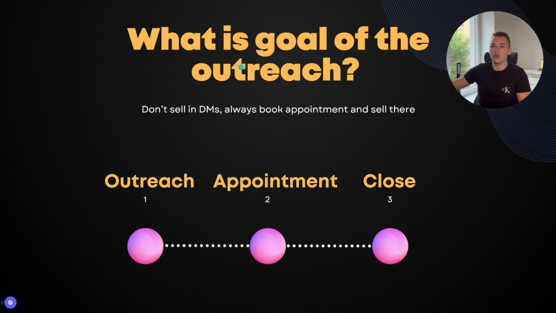So what is the goal of the outreach? Some people are just sending out DMs and trying to sell there, sending payment links, but you can get away with that if you have like 50,000 followers and people know you. Then you can sell in DMs. But if you are like me, and don't have that many followers, or if you don't have any followers, you need to first jump on a call with that person before they send you their money. So what you will do: send out the outreach message, schedule a call with them, and then close them. This is the formula that you need to follow. I hope everyone understands it right now.